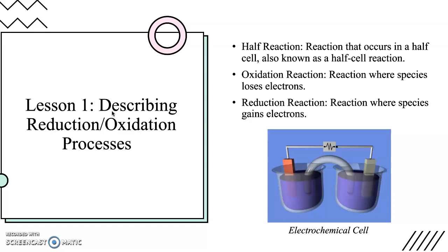Number 2. Oxidation reaction. A half reaction where a species loses electrons. And lastly, reduction reaction. A half reaction where a species gains electrons. For this section, we'll be looking at half reactions. A very important point to remember is oxidation reactions lose electrons and reduction reactions gain electrons.